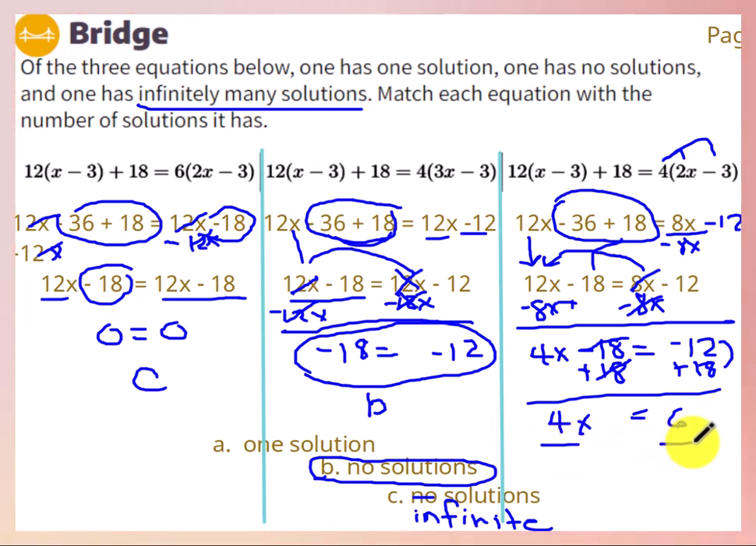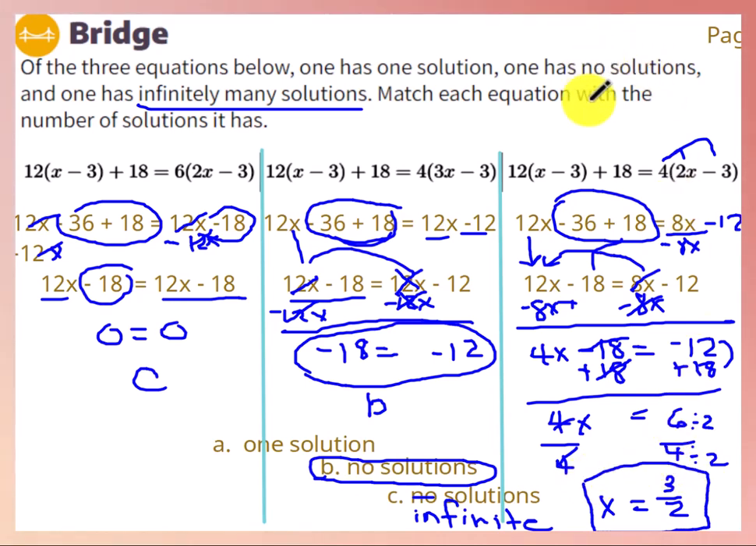Divide both sides by 4. And you get 1x. 4 over 4 is 1. 1x is equal to, we can simplify this by dividing the numerator and denominator by 2. 6 divided by 2 is 3. 4 divided by 2 is 2. So this is one solution when you have a variable equal to a number. So this is going to be A, one solution.